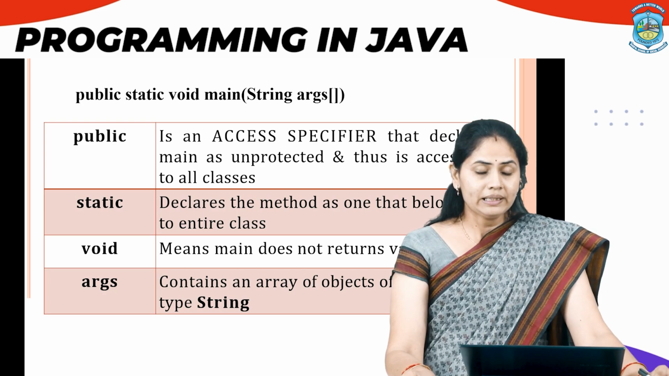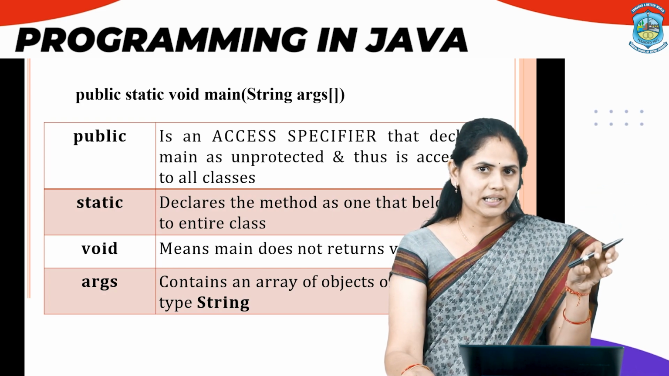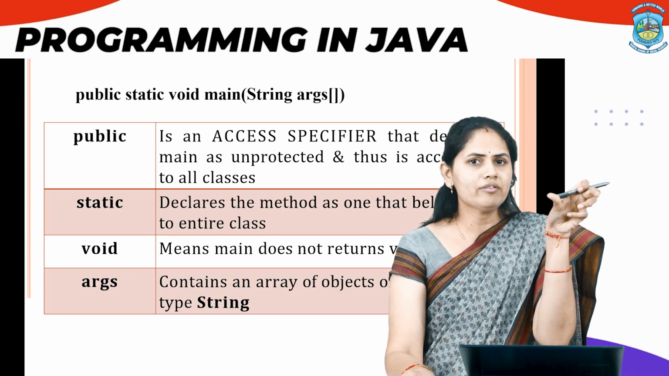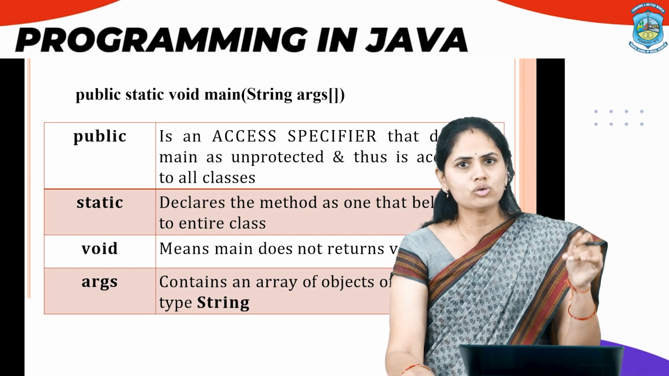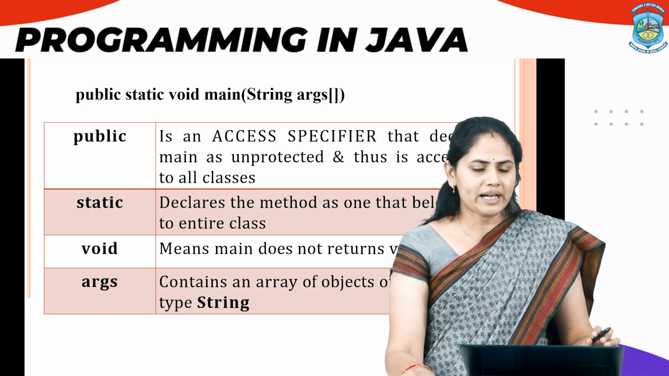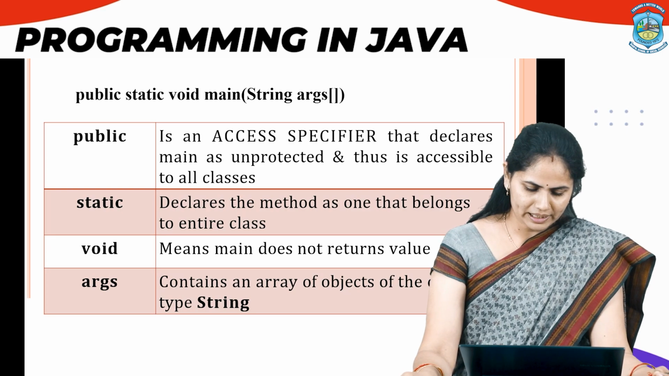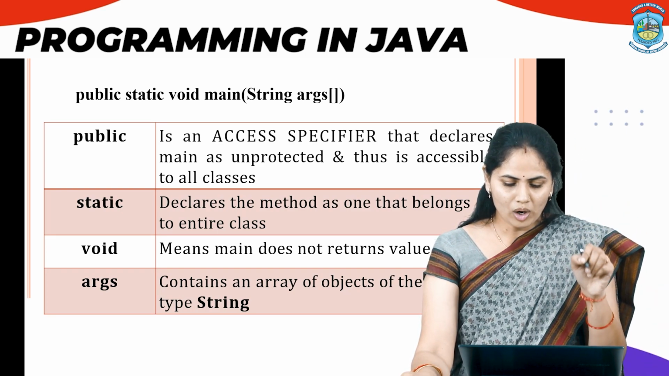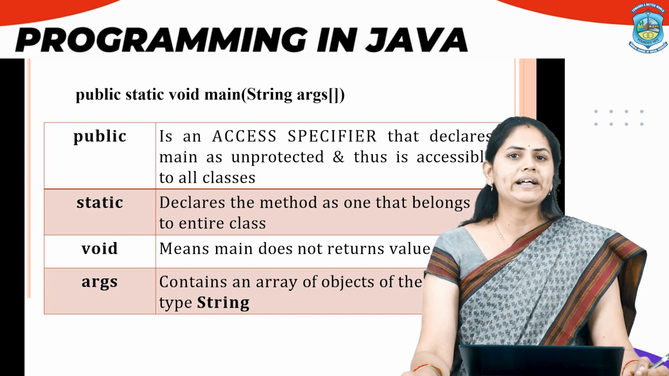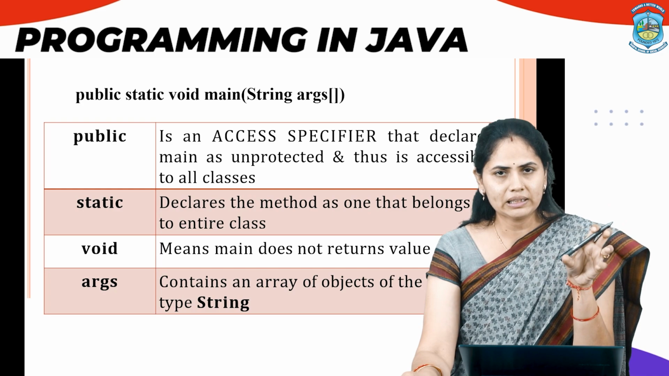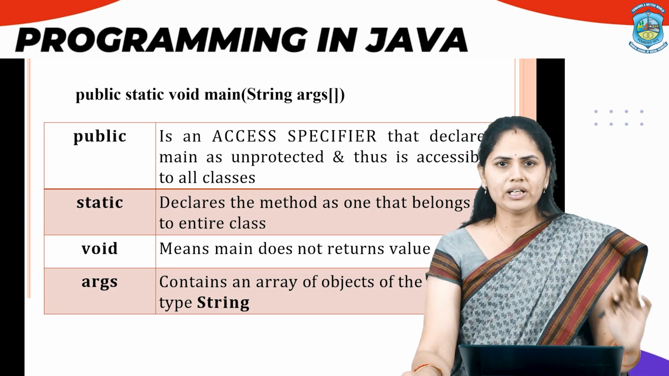That declares that this function is accessible to all the classes. Means this main function is accessible to all the classes, all the programs. Static declares that the method is one that belongs to the entire class. Means this main function is a method which belongs to every class.